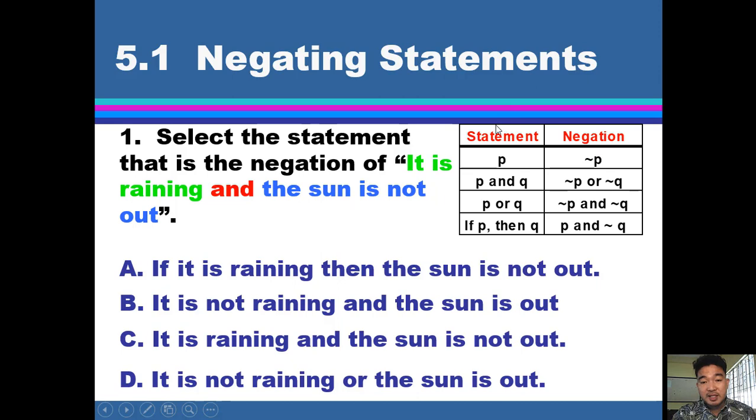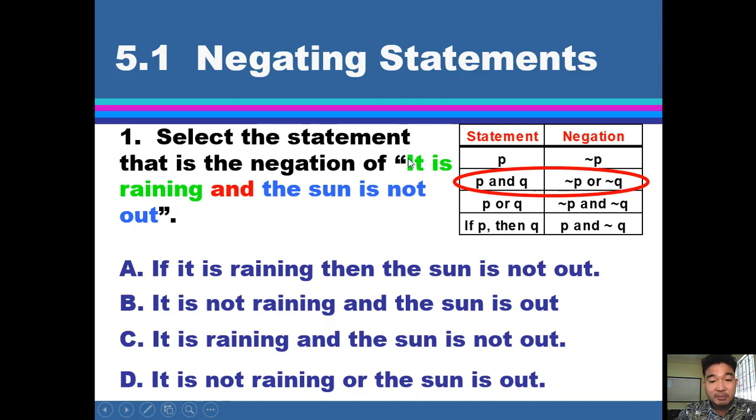So suppose that we have this statement, statement is P, then our negation is not P. If the statement is P and Q, then our negation is not P or not Q. If the statement is P or Q, then the negation is not P and not Q. Then if the statement is if P then Q, then the negation is P and not Q. So suppose that it is raining is P and the sun is not out is Q. So the negating statement would be not P or not Q.